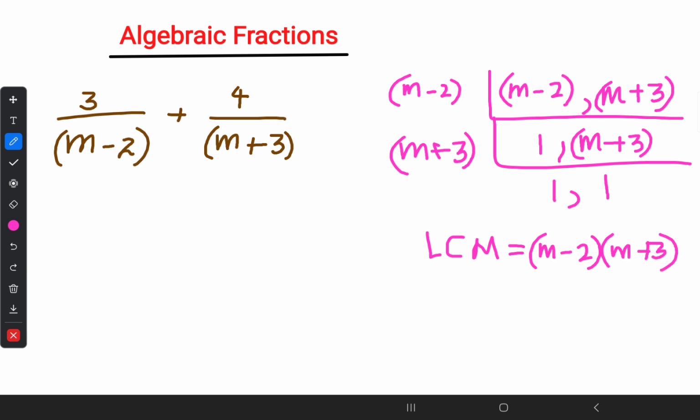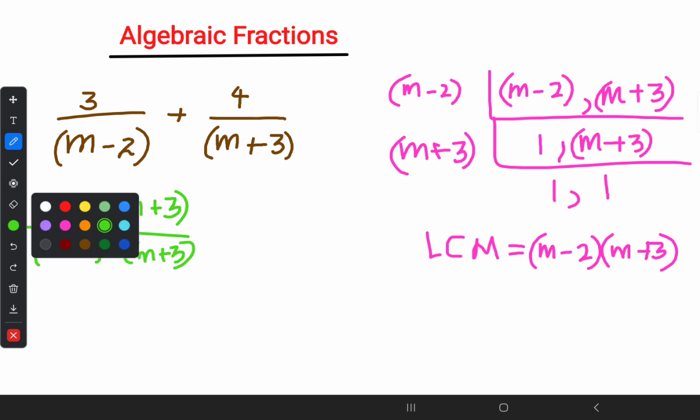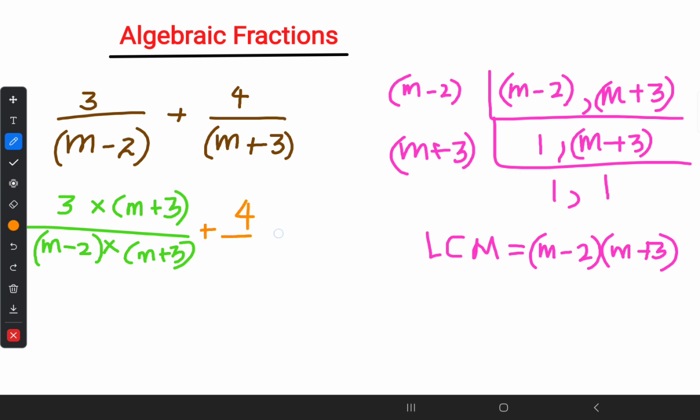Okay, the denominator should be like this. But look at the first denominator, it only has m minus 2. So the first fraction has to be multiplied by m plus 3. We need the common denominator to do the addition between the fractions. That's why we found the LCM as m minus 2 times m plus 3. So the first fraction would be multiplied by the m plus 3 expression. Similarly, the second fraction already has m plus 3 itself, so you should multiply that fraction by the other quantity, m minus 2.